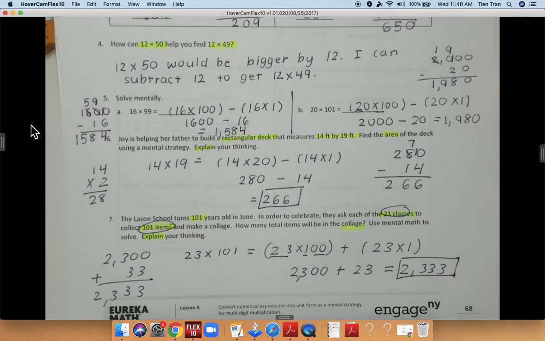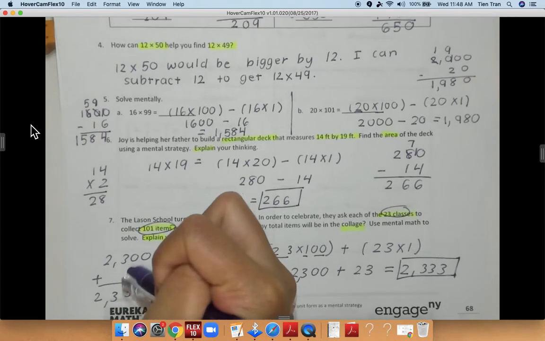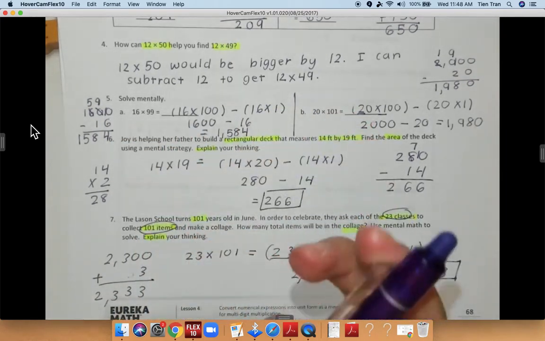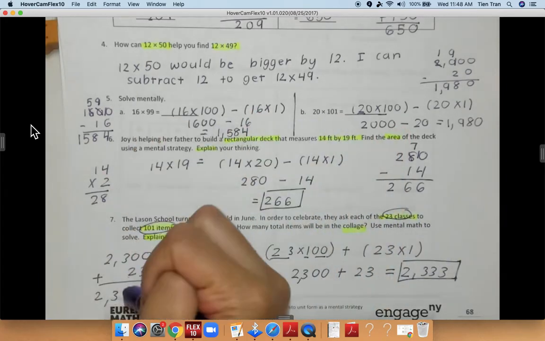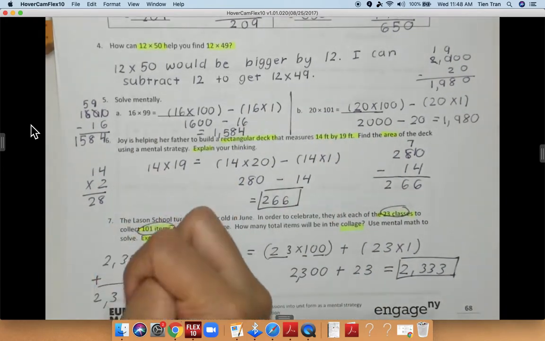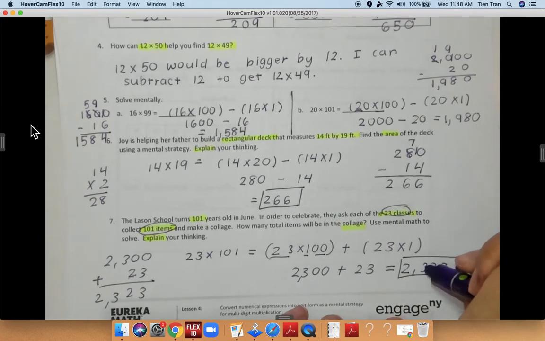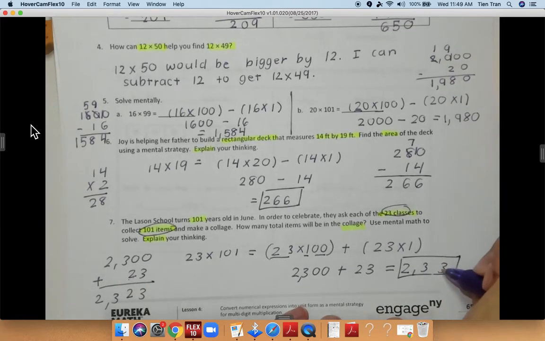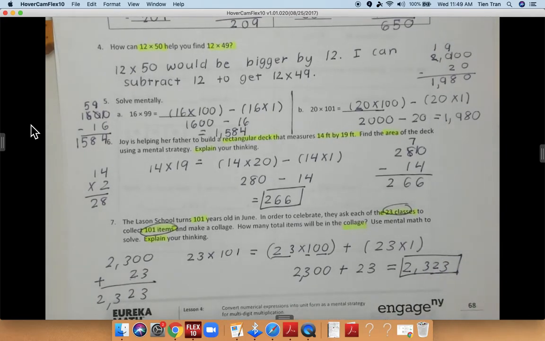I just noticed that I added wrong. This is 2,323. So this should also be a 2. So I am going to write 2 right here. And that is my final answer.